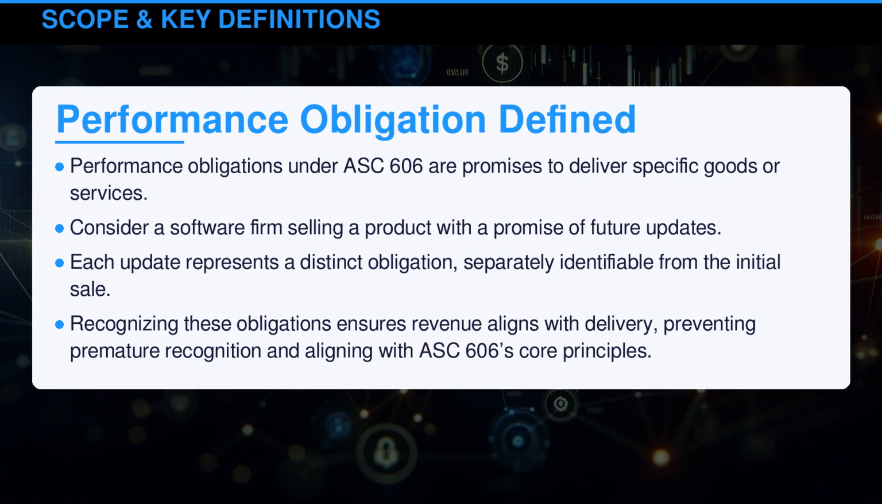Performance obligations under ASC 606 are promises to deliver specific goods or services. Consider a software firm selling a product with a promise of future updates. Each update represents a distinct obligation, separately identifiable from the initial sale. Recognizing these obligations ensures revenue aligns with delivery, preventing premature recognition and aligning with ASC 606's core principles.